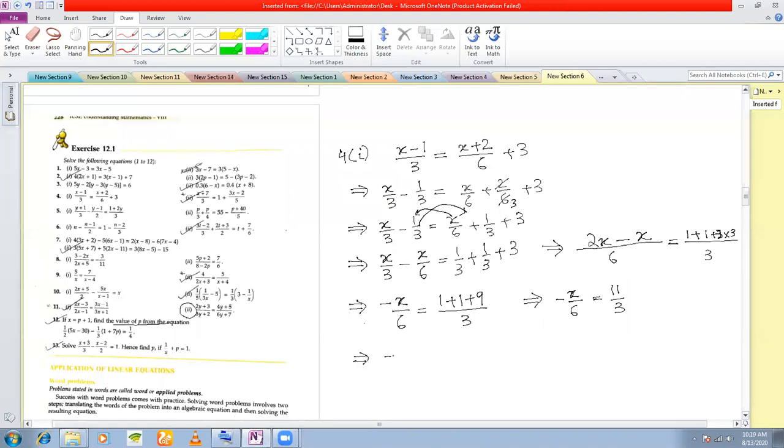Now you cross multiply. You get minus 3x, minus x into plus 3. You're multiplying these two, and you're multiplying these two. You get is equal to 11 into 6. That means minus 3x is equal to plus 66. That means x is equal to 66 by minus 3. That means cancel this. So you get x is equal to minus 22. This is just a different method of solving linear equations.